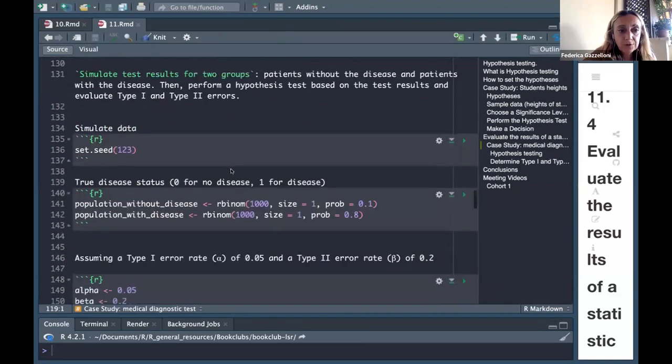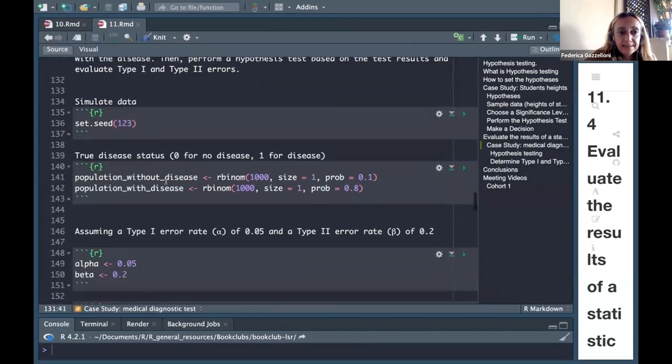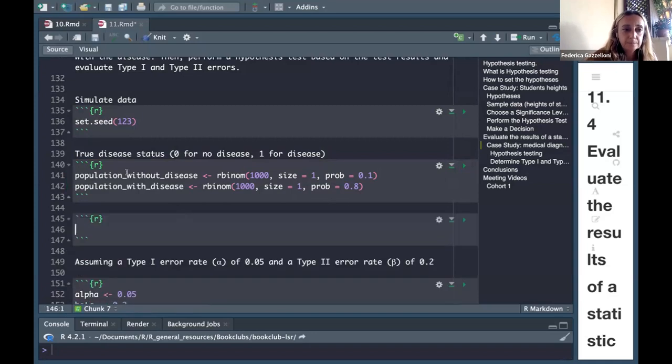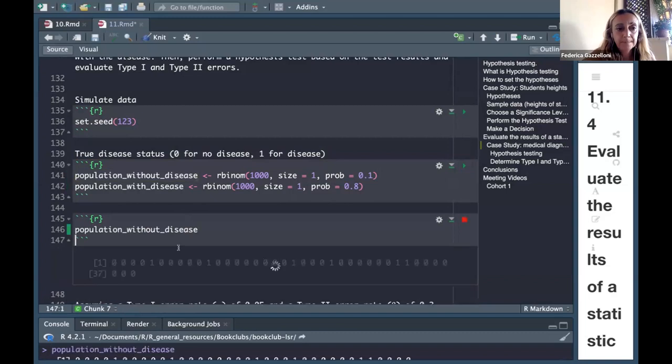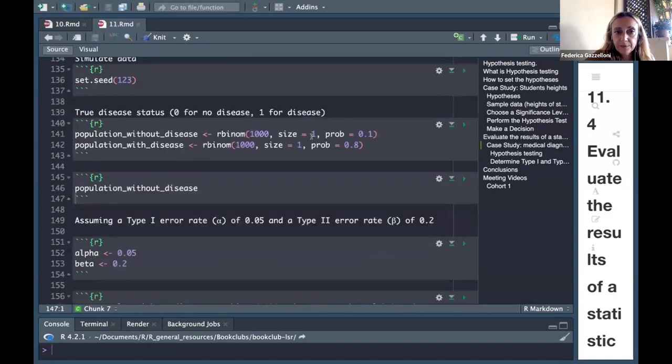Okay, so I'd like to go to this data about looking at patients with the disease and patients without the disease. So if we set the disease and then simulate this situation through disease status, 0 for no disease, 1 for disease. So this is our matrix of 0 and 1 distributed with a certain probability, as well as in relation to disease.